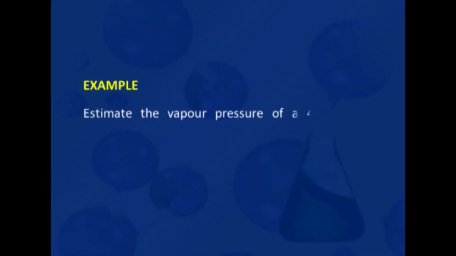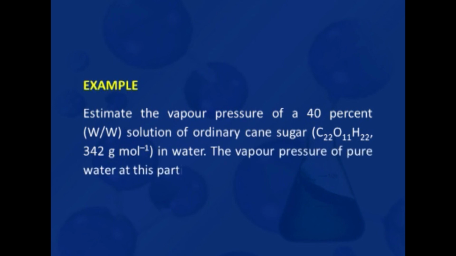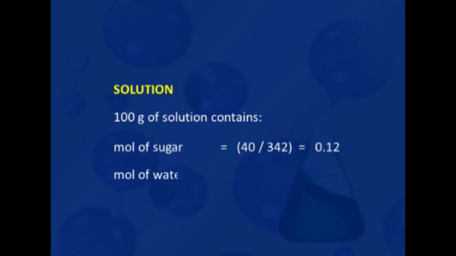Estimate the vapor pressure of a 40% weight by weight solution of ordinary cane sugar in water. The vapor pressure of pure water at this particular temperature is 26 torr. You know that the molecular formula of cane sugar is C12H22O11 with molecular mass 342 grams per mole. 100 grams of solution contains 40 grams of sugar and 60 grams of water. Hence, it contains 40 upon 342 equal to 0.12 moles of sugar and 60 upon 18 equal to 3.3 moles of water.